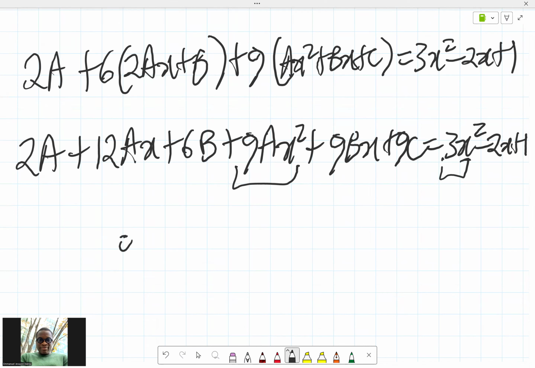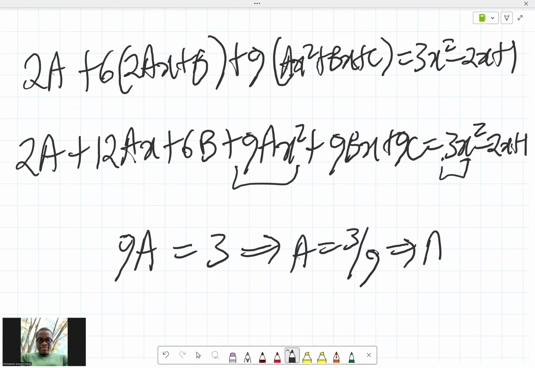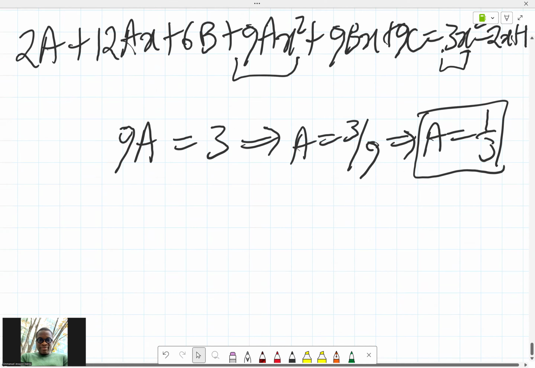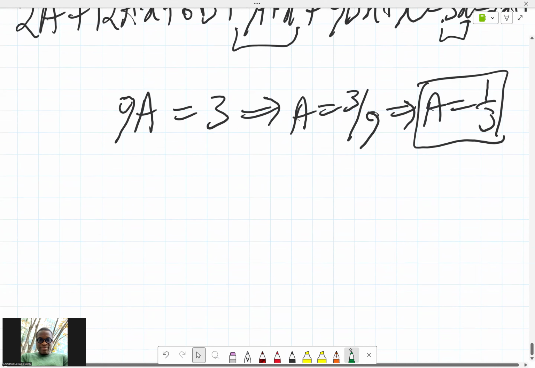So then we can just say that 9a is equal to 3. Okay? We don't have any other x squared anywhere. So that simply implies that a is equal to 3 over 9. That means that a is equal to 1 over 3. So easy peasy, we got our a. Then let's look at other ones.